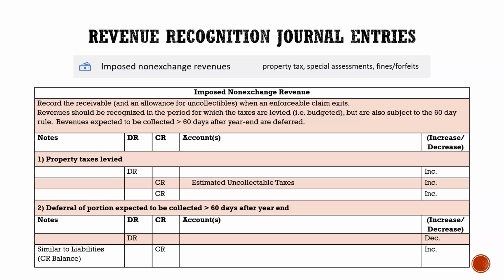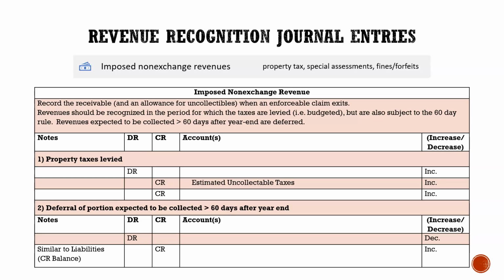So revenues are recognized in the period in which the taxes are levied, i.e. when we budget them. So when we do that estimated tax revenue we talked about a couple videos ago, you've got your estimated tax revenue. That's when you're recording your budget. You're also going to recognize the revenue in that period because you've levied that tax during that budgetary period. But you also want to take into consideration any tax revenues you may receive within 60 days of the period ending, because you could still use those funds technically to pay off current liabilities, current expenditures, things like that.